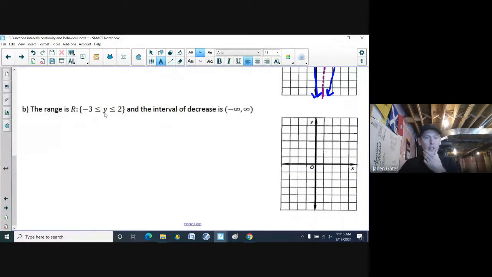All right, last one. Here's the range. y is greater than or equal to -3, but y is less than or equal to 2. The interval of decrease is from -infinity to infinity. So this thing decreases the entire way. Okay, but yet it only goes from -3 to 2.